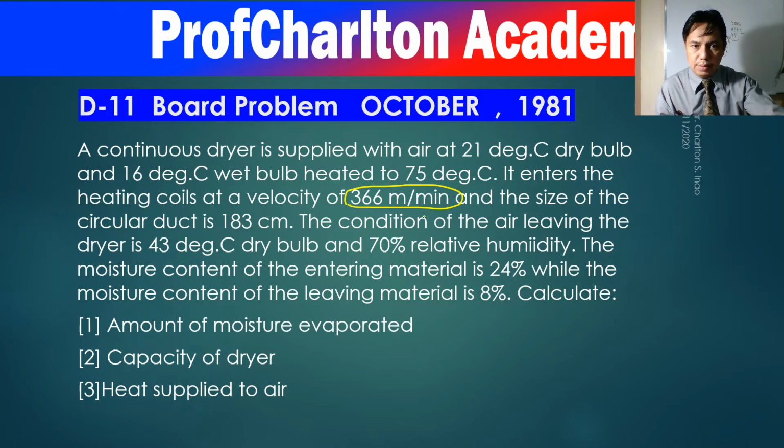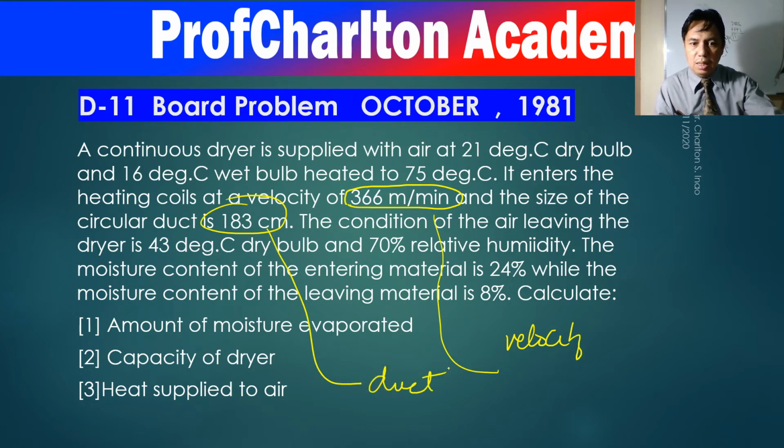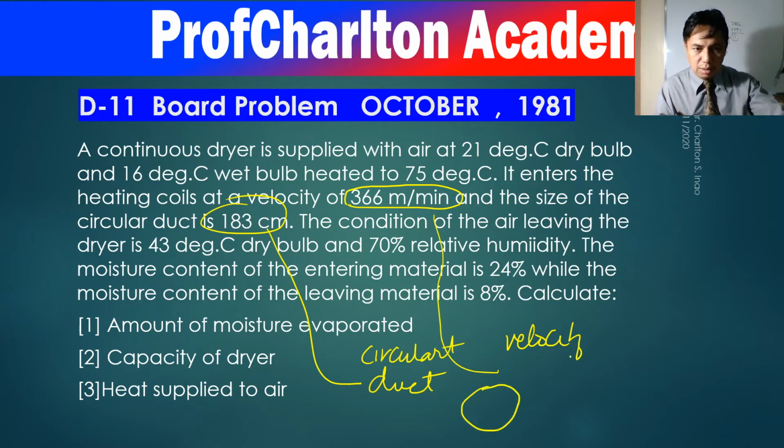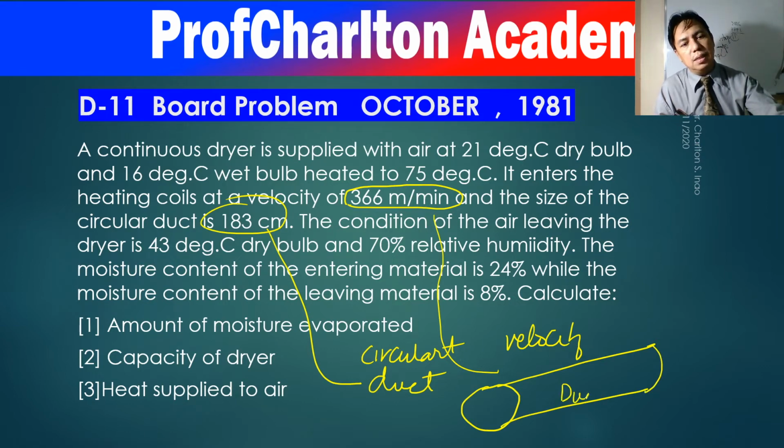You are right. This is what? Meter per minute, velocity. What is the other? What is this? Duct. Dimension. What kind of duct? Circular. Yeah, so you have a circular duct. The cross section. Ducting is like a pipe, no? If you study air conditioning, duct sizing, yeah, duct sizing, this is the duct, the cross section is this.